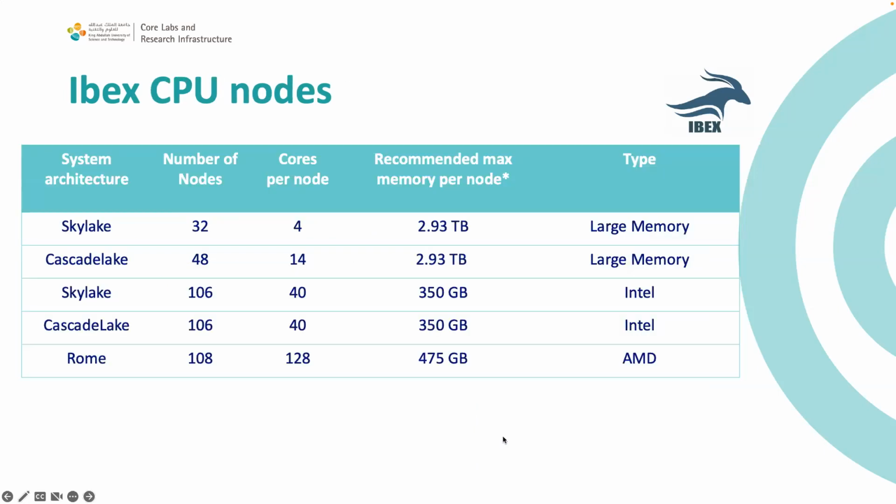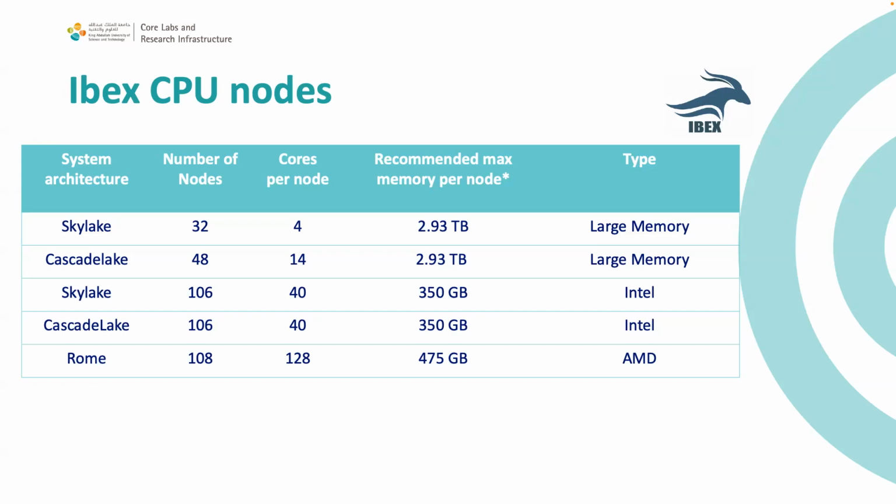This is one of the stories, because we have a CPU partition for Ibex. This partition consists basically of Intel or AMD nodes. You have two specific ones that are large memory, which are the Skylake and the Cascade Lake from Intel. If you need a very memory-hungry procedure, these are your choices. Hopefully you don't need to use them because there are very few.